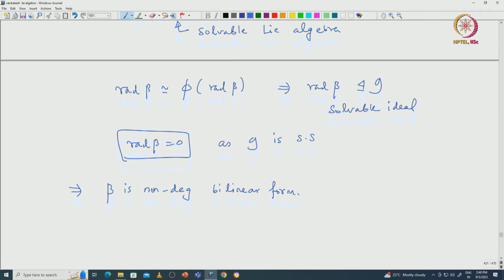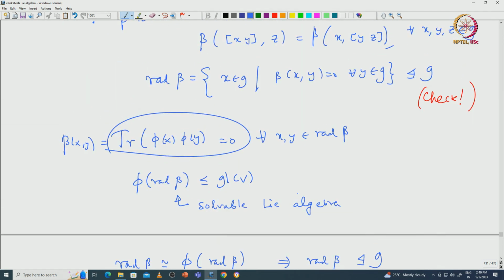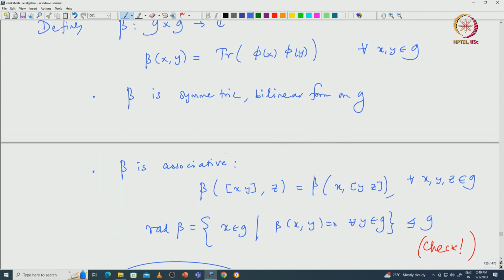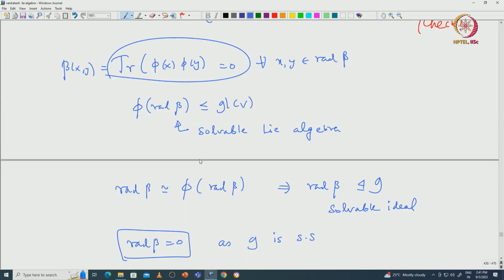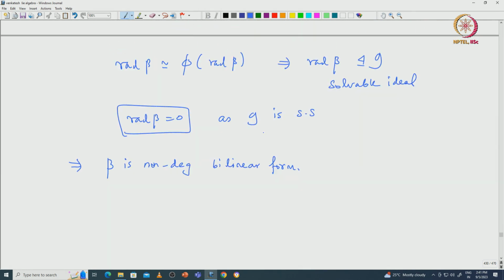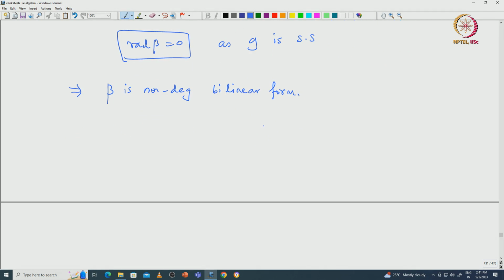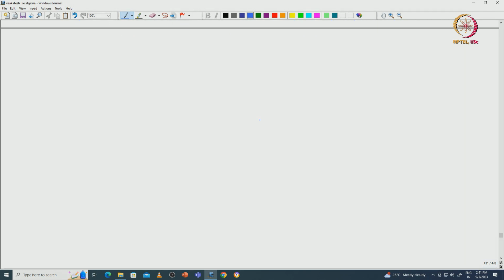So, more or less all the properties of the Killing form are actually carried to this beta. This is a symmetric bilinear form and associative, and it is also a non-degenerate bilinear form defined on this G. So, this is something very important. Now, using this information, we will be able to define what is called the Casimir element. So, let us actually use this information.